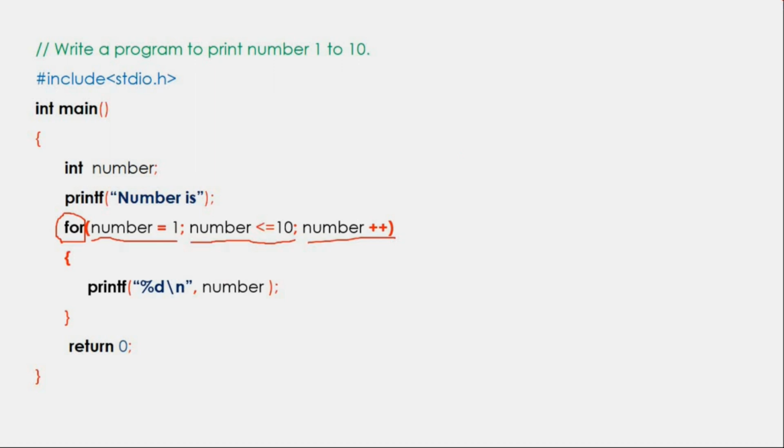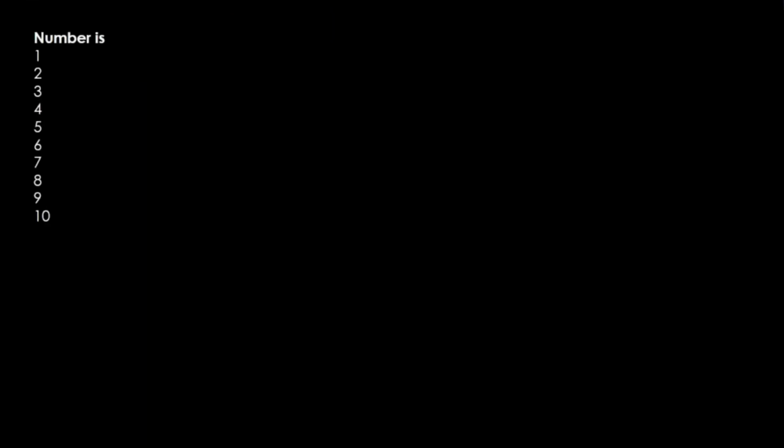Now the program is completed. If you want to check the output, compile and run the program first. Now you can see the output is visible on the screen, and printed: the numbers 1, 2, 3, and so on, until 10.